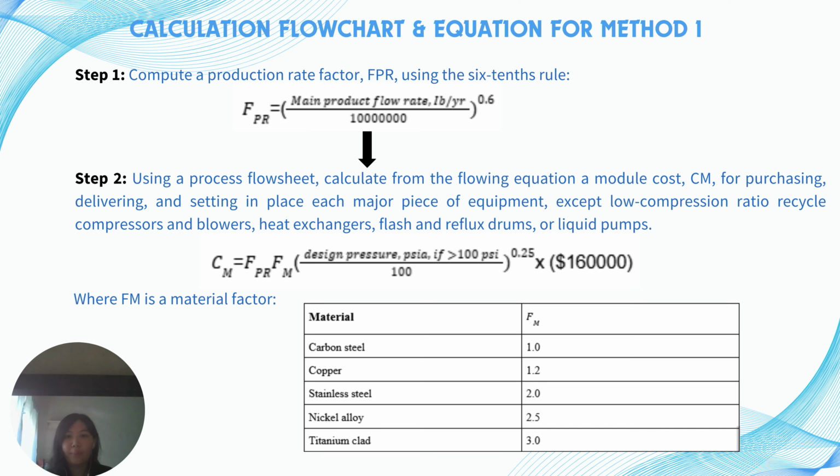Step 1 is to compute a production rate factor, FPR, using the 6/10 rule with the following equation. Step 2 is to use a process flow sheet to calculate, from the following equation, a module cost CM for delivering and setting in place each major piece of equipment, except low compression ratio recycle compressors and blowers, heat exchangers, flash and reflux drums, or liquid pumps. CM can be calculated using the following equation, where FM is a material factor, and the material factor can be found in this table.